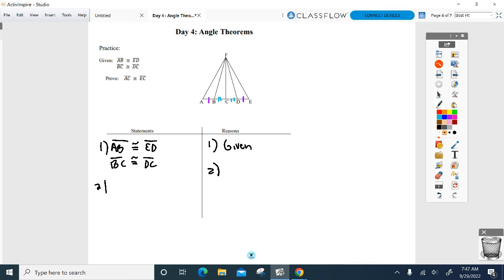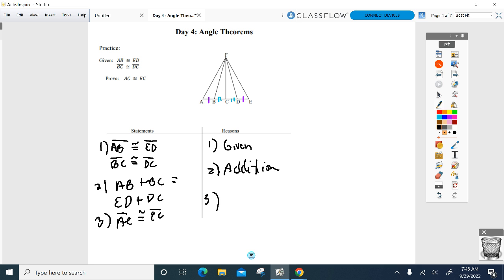All right, so great job. This first one used addition and substitution. AB plus BC equals ED plus DC, addition. And then substitution.